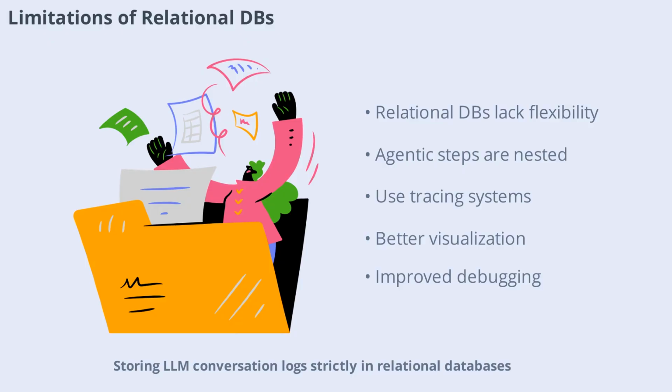Storing LLM conversation logs strictly in relational databases like PostgreSQL can be problematic for production tracing. These databases struggle with the highly variable and nested nature of agentic steps, such as chains, recursive tool calls, and child spans. Distributed tracing systems or document stores are much better suited for visualizing execution trees and parent-child relationships. They allow you to capture the full context of each interaction, making debugging and performance analysis far more effective.